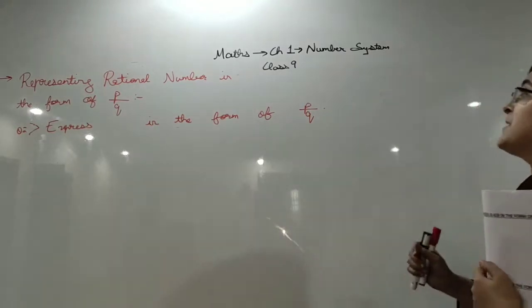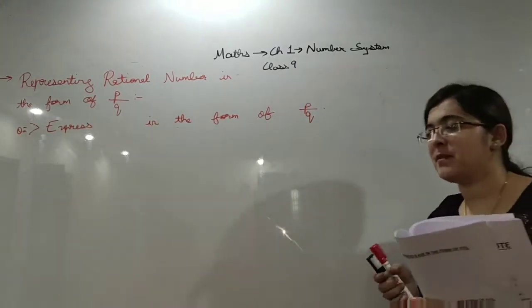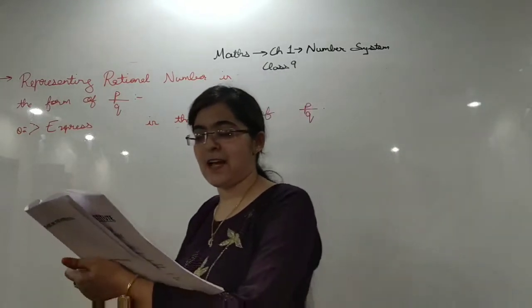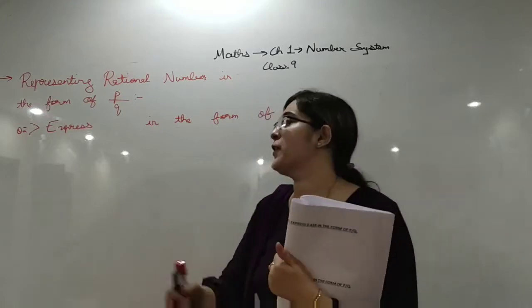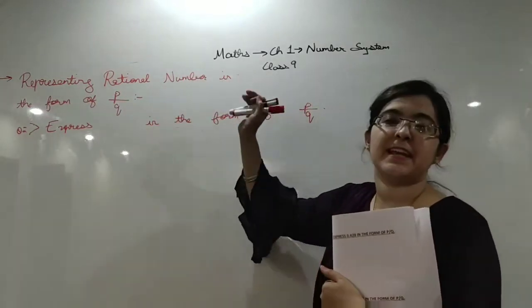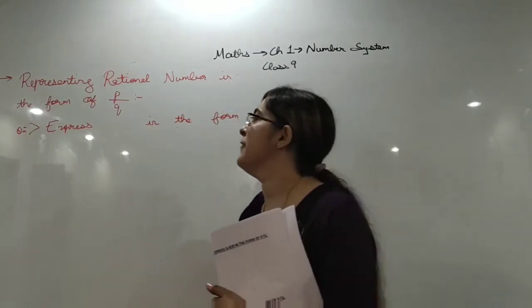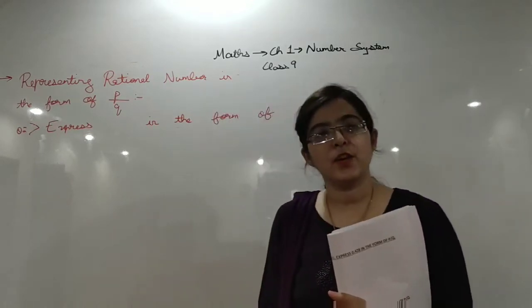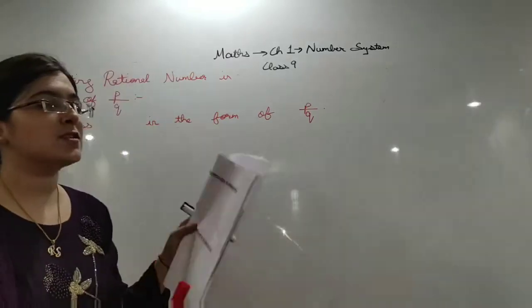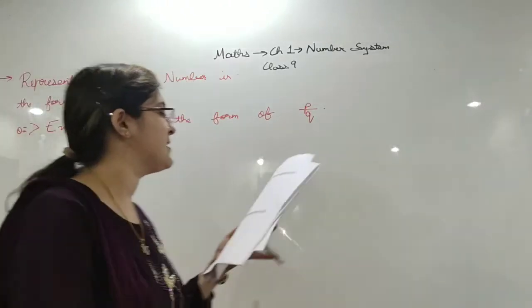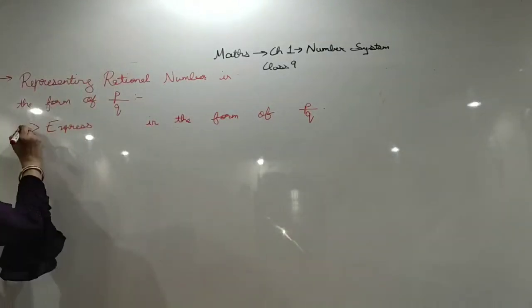Students, we were doing chapter 1, number system. In our last class we have done till question number 30. We were doing the topic representing rational number in the form of P by Q. Now let's start question number 31. Students, open your question booklet and see question number 31.